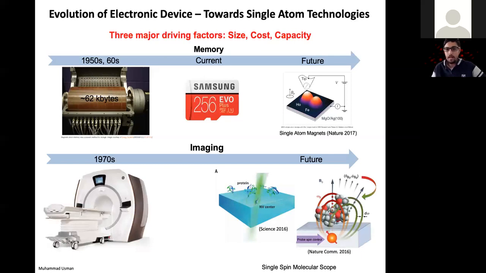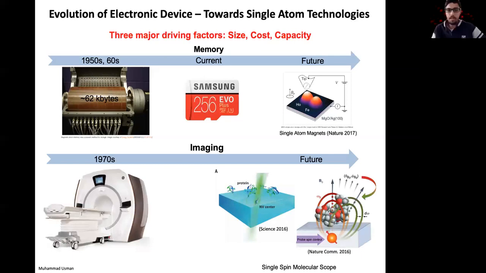Another example is imaging. For example, if you're familiar with MRI, the machine which is shown in the left bottom corner, they are very big and they're very bulky, and because they require large magnetic fields. But there's already research happening where you can use single atom spins to sense these magnetic fields.